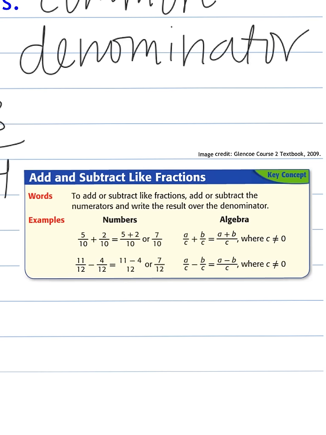For example, we have 5/10 plus 2/10, so we take the 5 plus 2 equals 7, and then we put it over the denominator of 10. Okay, and then same with subtraction, 11/12 minus 4/12, 11 minus 4, which is 7, and we keep the denominator the same, which is 12.